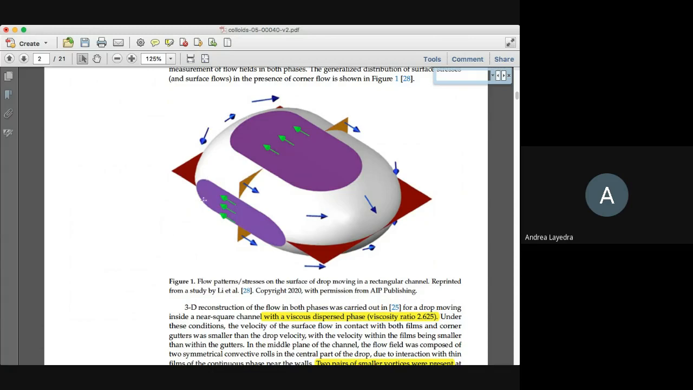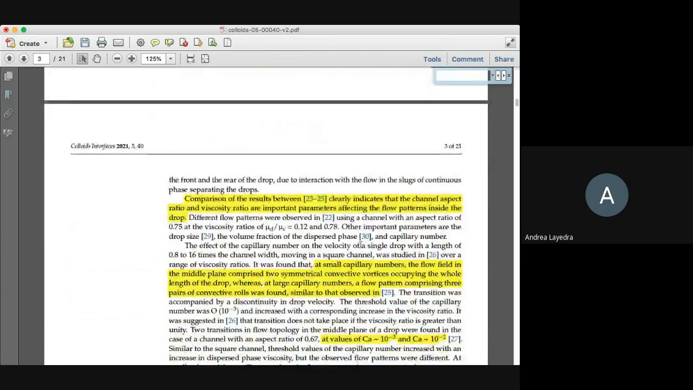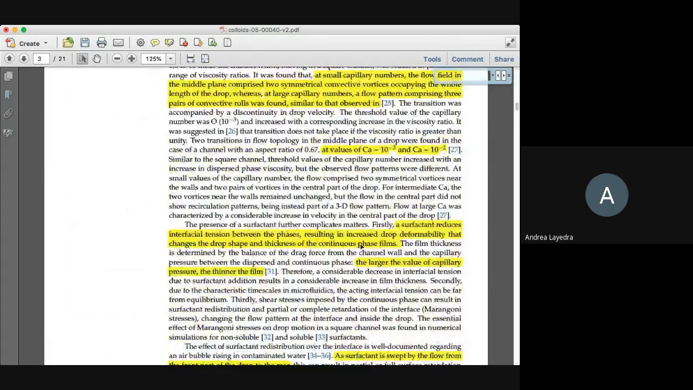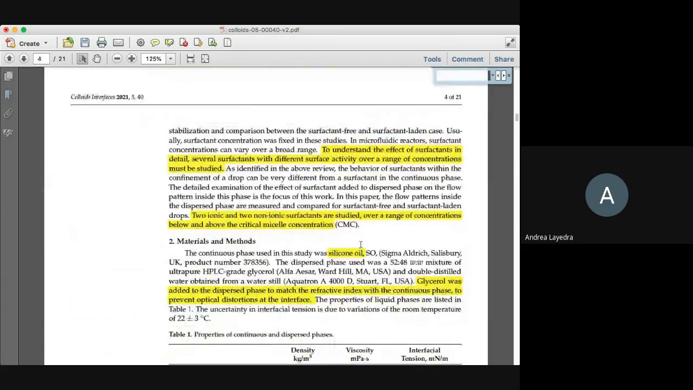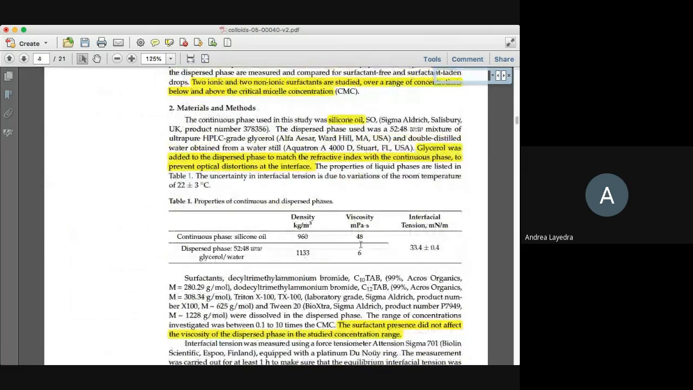It also, you can see it here at the side, and they are going to simulate the middle plane of the droplet. So this rectangle here in the middle of the droplet is going to be the location at which the simulations that they perform are going to be seen. For the dispersed phase, they use a mixture of glycerol and water, and for the oil phase, the continuous phase is going to be silicone oil.